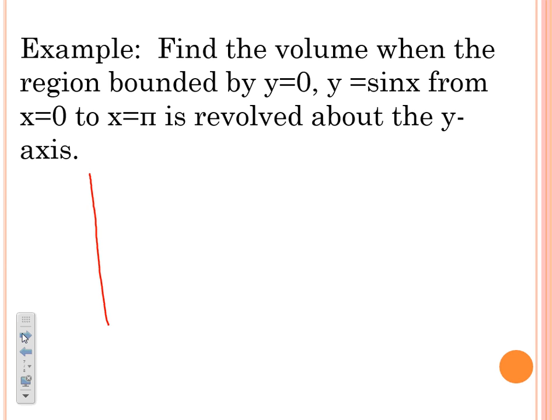So y equals 0, x equals 0, y equals the sine of x. Sine goes through 0, and it goes up and hits the x-axis at pi. Oh, convenient. 0 to pi is what we wanted, right? Okay. So we're going to rotate this around the y-axis. How high does it go? 1.